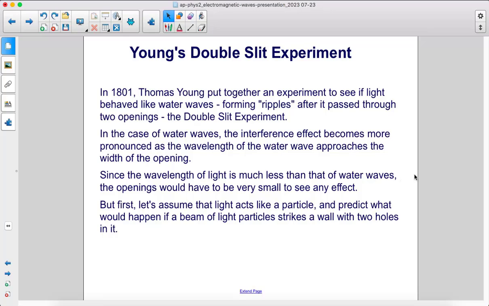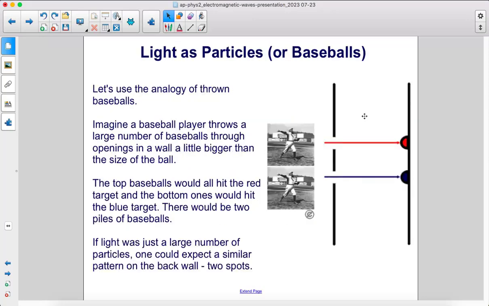But first, let's assume that light acts like a particle and predict what would happen if a beam of light particles strikes a wall with two holes in it. Let's use the analogy of thrown baseballs. Imagine a baseball player throws a large number of baseballs through openings in a wall a little bigger than the size of the ball. The top baseballs would all hit the red target, and the bottom ones would hit the blue target. There would be two piles of baseballs.